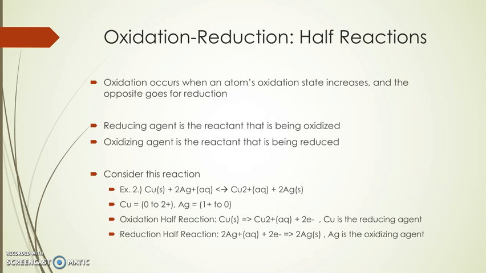So here's some terminology you may encounter. A reducing agent is a reactant that is being oxidized, and an oxidizing agent is a reactant that is being reduced. Consider this reaction of copper metal and aqueous silver. We can see that the copper metal's oxidation number increased, which means it is being oxidized, and therefore the reducing agent. Aqueous silver's oxidation number decreases, telling us that it is being reduced, and therefore the oxidizing agent.